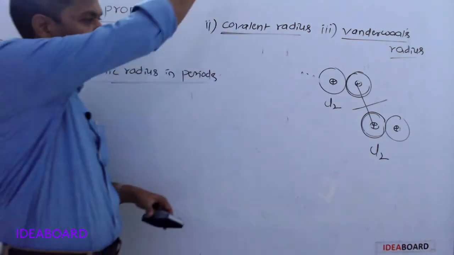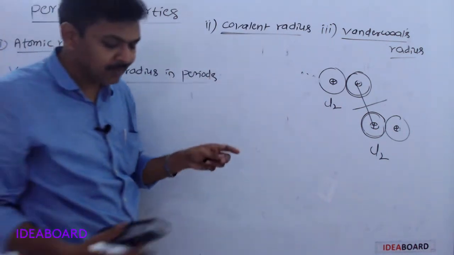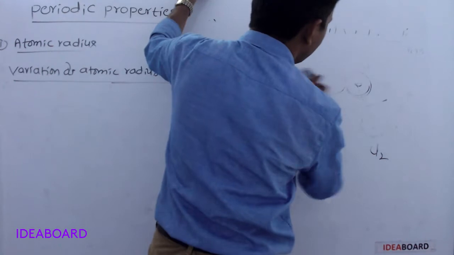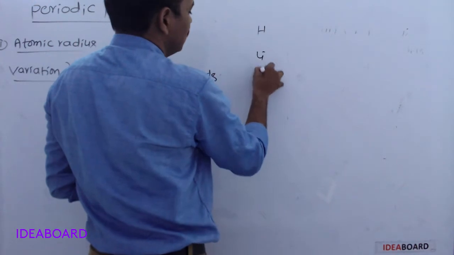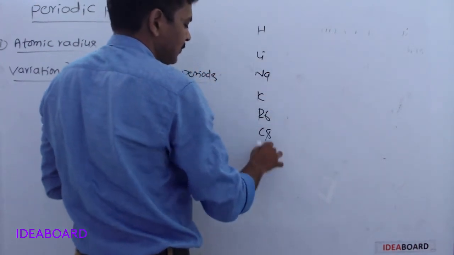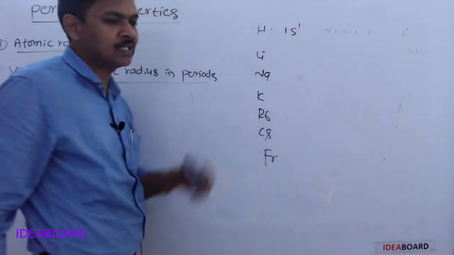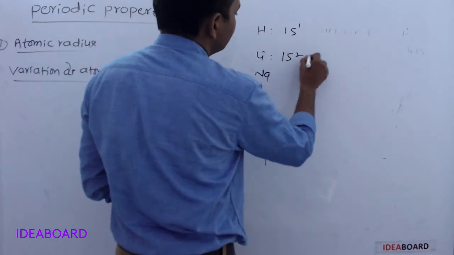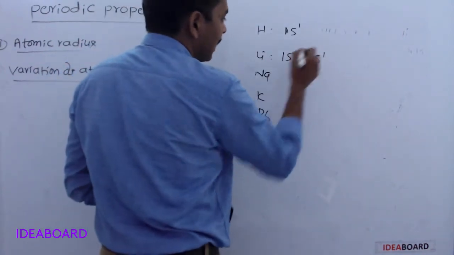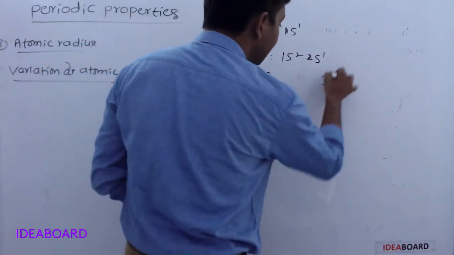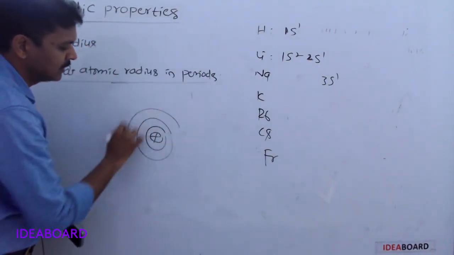If you take groups, top to bottom, as the atomic number increases, the number of orbits increases. If you take hydrogen, lithium, sodium, potassium, rubidium, cesium, francium, these are first A group elements. For hydrogen, electronic configuration is 1s1. For lithium, 1s2, 2s1. Here only one orbit is present, but in lithium, 2 orbits. In sodium, 3 orbits. 1 orbit, 2 orbits, 3 orbits.